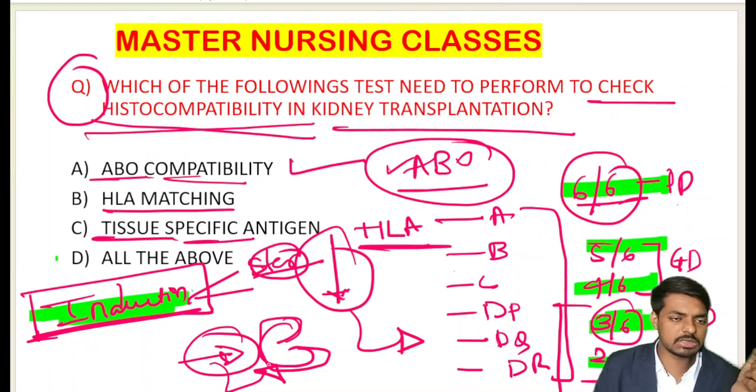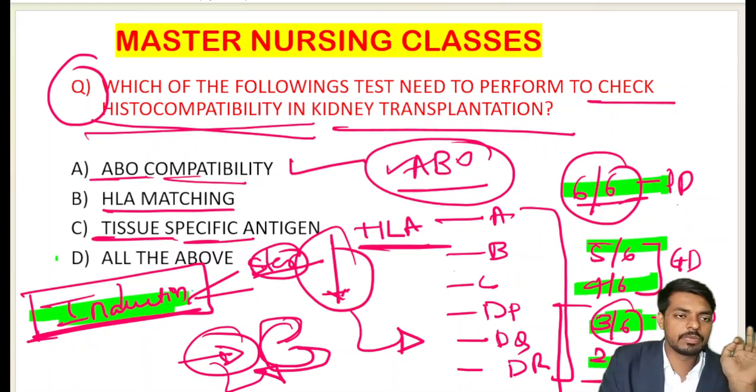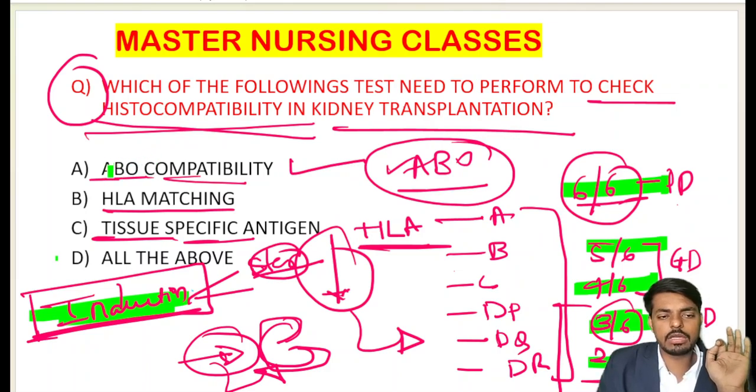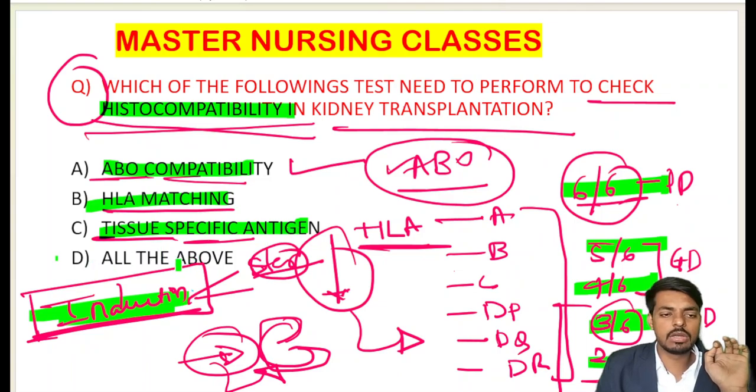So again it is a waste of money, a waste of time, and a waste of an organ of another person. That is not a joke. So we need to check the tissue specific antigen also. These are the very important histocompatibility tests we need to do before kidney transplantation: ABO compatibility, HLA matching, and the tissue specific antigen. So all of the above is the correct answer for this question.